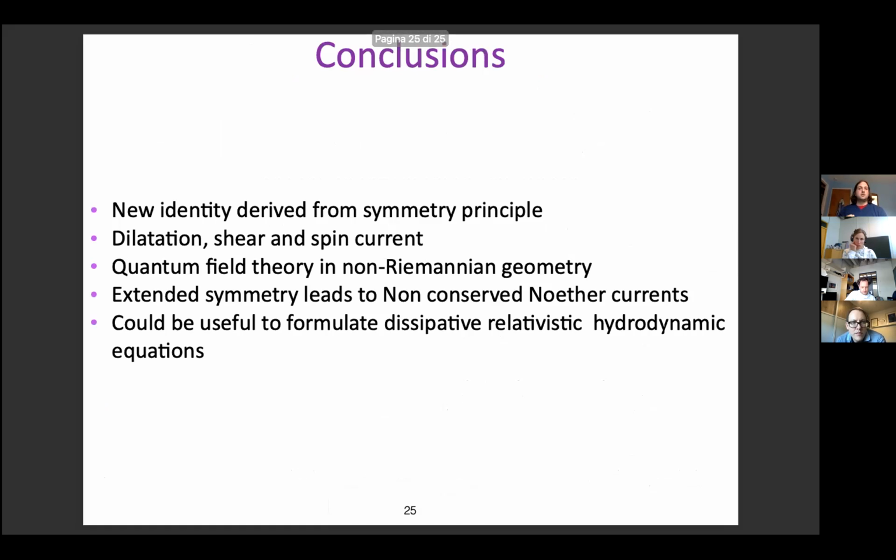And this is my conclusion. We derive some new identities from symmetry principles, and this should hold everywhere. It allows us to define other quantities like dilatation, shear and spin current. They can be understood as variations with respect to the non-Riemannian part of the connection, and clearly they do not depend on the fact that we are in non-Riemannian space. These quantities should also be defined in vacuum and Minkowski space, if you want.